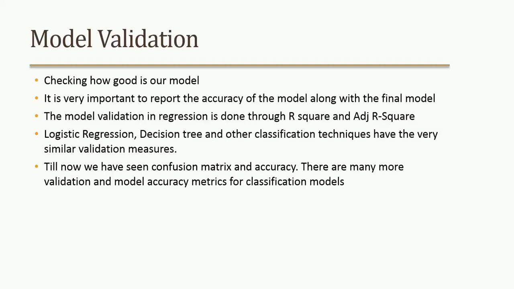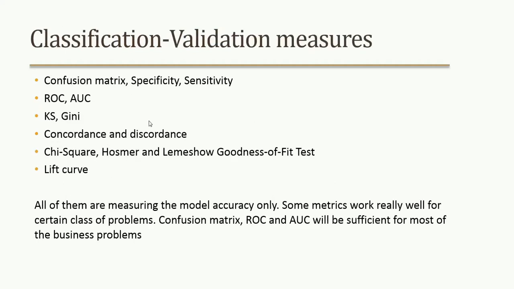The model validation in regression is done through R-square and adjusted R-square, whereas in classification techniques and logistic regression we have used measures like confusion matrix, accuracy, etc. In fact, we have used only confusion matrix and accuracy. There are many more validation measures for classification problems. So here are some of the metrics for validating the classification problems.